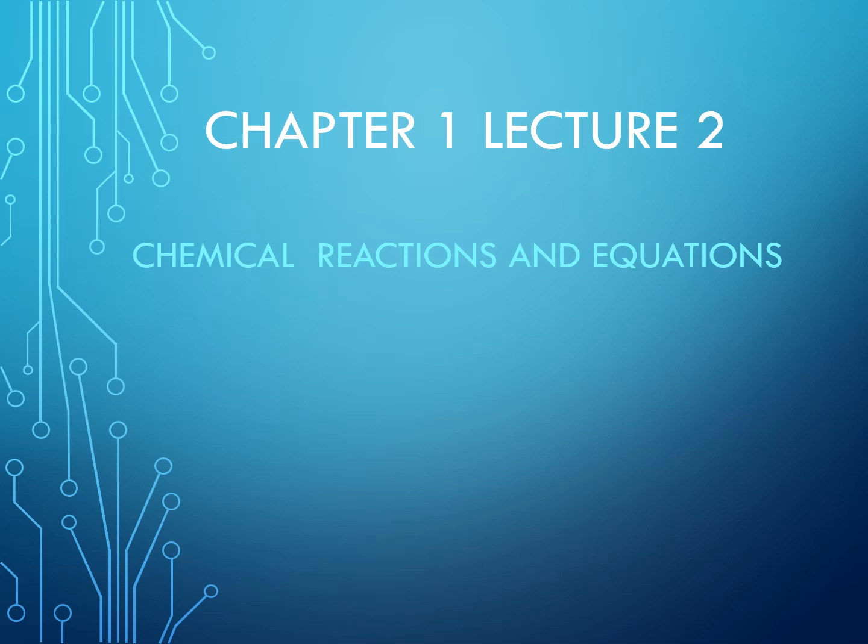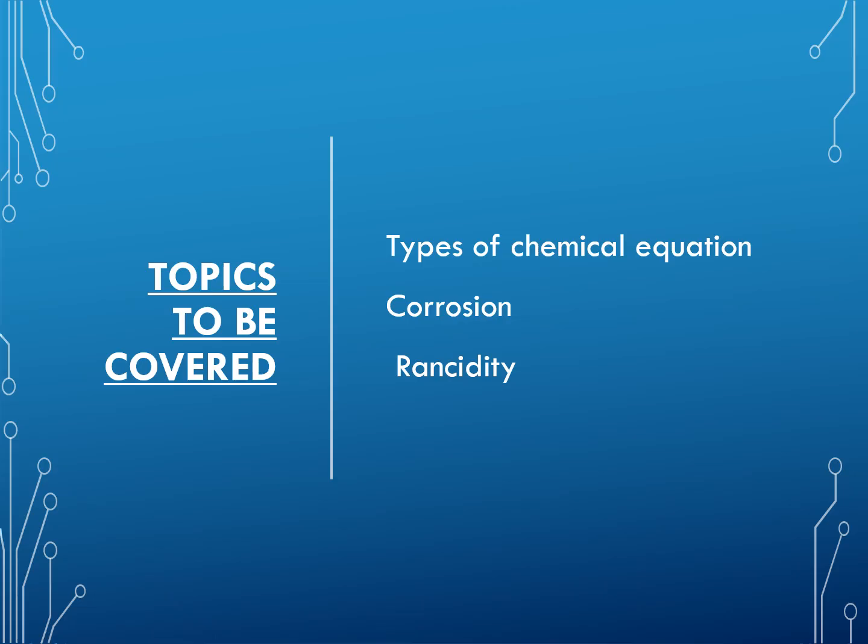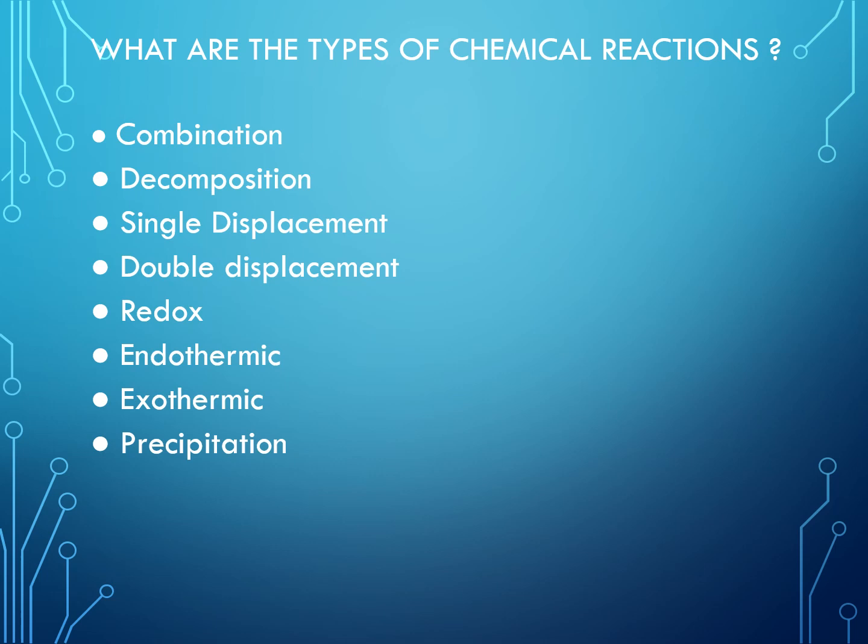Students, today we will start lecture 2 of chapter 1, Chemical Reactions and Equations, class 10th. There are different types of chemical reactions in which the reactants combine or break into products, one product or two products. These reactions we will study one by one with examples.